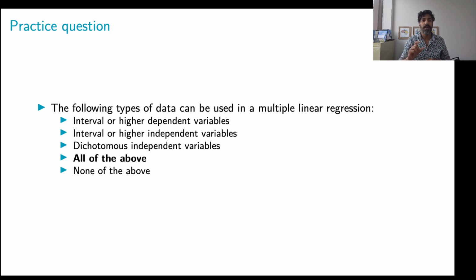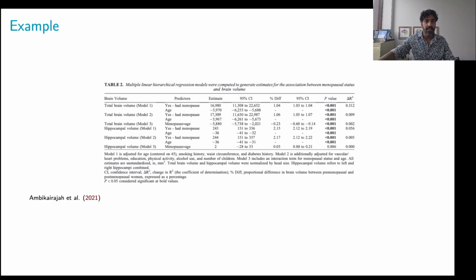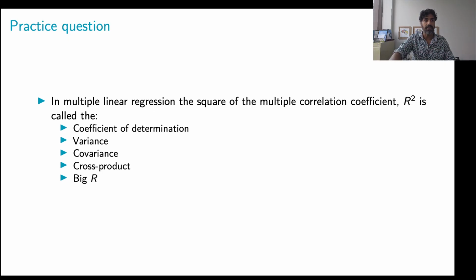If you got tripped up there, it's likely maybe the dichotomous independent variables, remembering that if an independent variable is coded dichotomously, then it can be included in the multiple linear regression analyses, just as I did here with menopausal status being dichotomously coded as premenopausal or postmenopausal. Yeah, excellent. So that's that one.